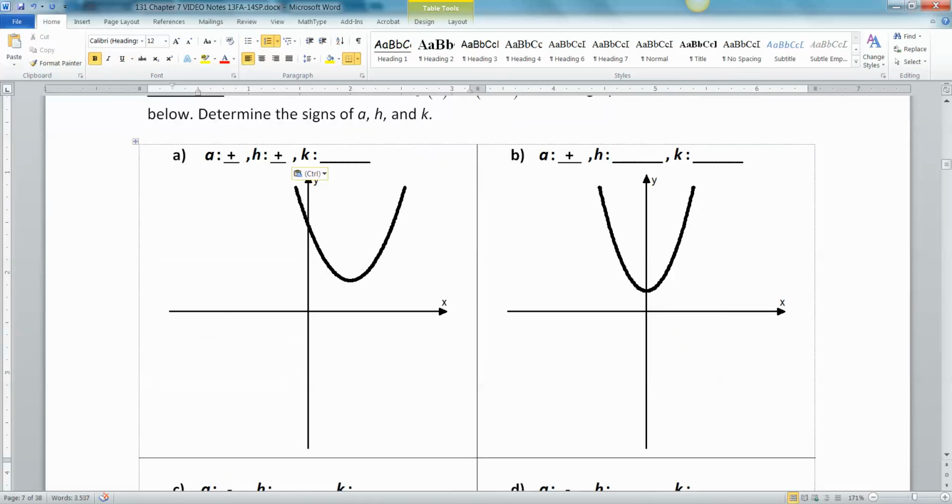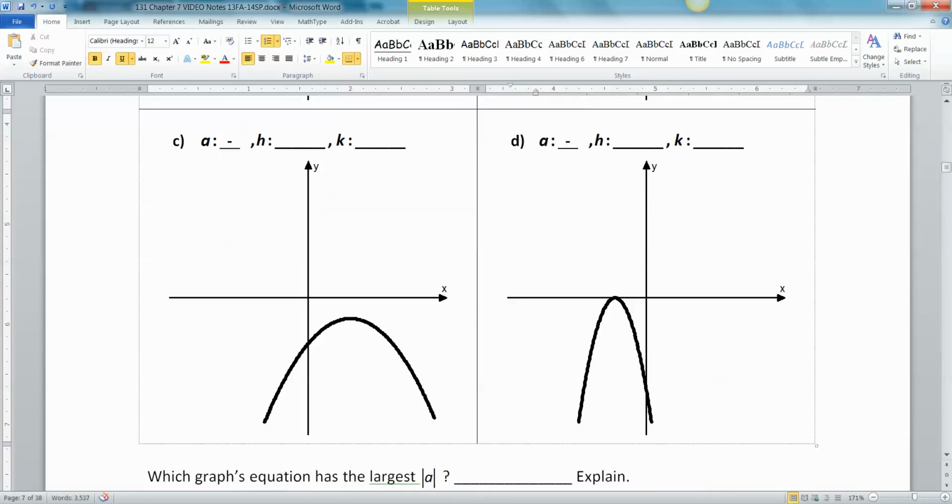Let's see, what about this one? Well, this one hasn't been moved at all. So this is 0, right? It hasn't been moved left or right. It's only been moved up. So that would be a 0 value there. There we go. Now what about this one? Oh, this has been moved to the right as well, so that's positive. But this one over here has been moved to the left, so this one's negative.